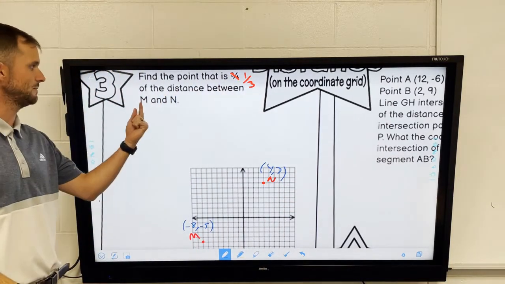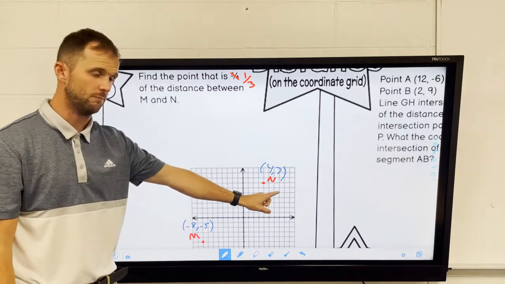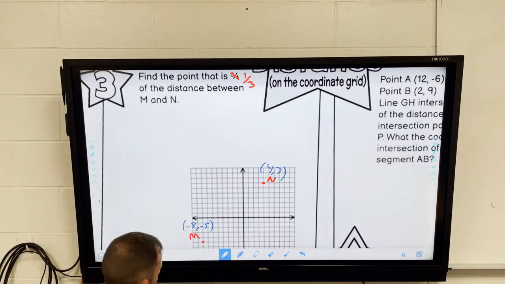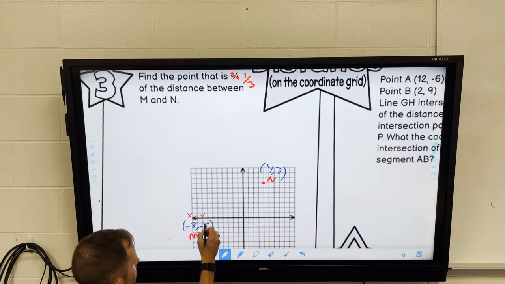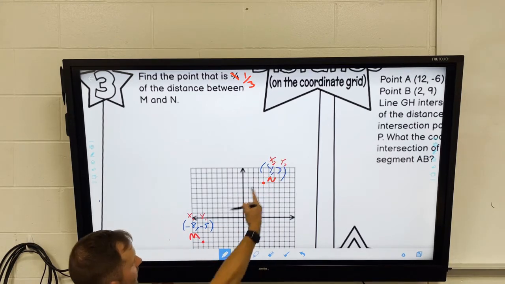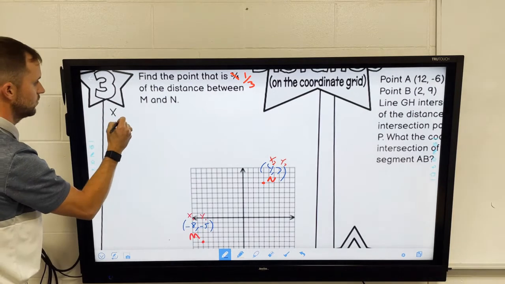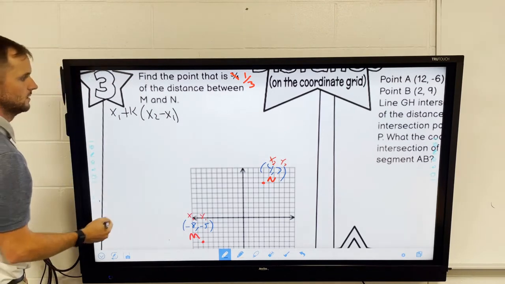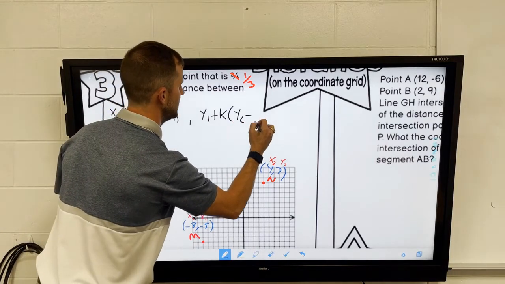Okay, so now look, it tells me from M to N. So what we have to understand is M is my starting point, N is my ending point, and I need to find 1/3 of that, okay? So again, M is gonna be my starting. So that means this is gonna be my X1 and Y1. This up here is gonna be my X2 and my Y2. Starting point, ending point, okay? So now I gotta work out some maths here. So for my X coordinate, X1 plus K, and then X2 minus X1, okay? So then now I'm gonna do my Y coordinate. So Y1 plus K, then Y2 minus Y1.